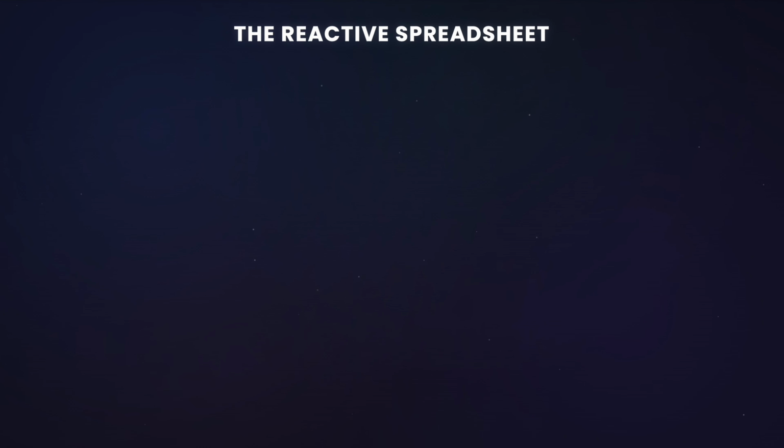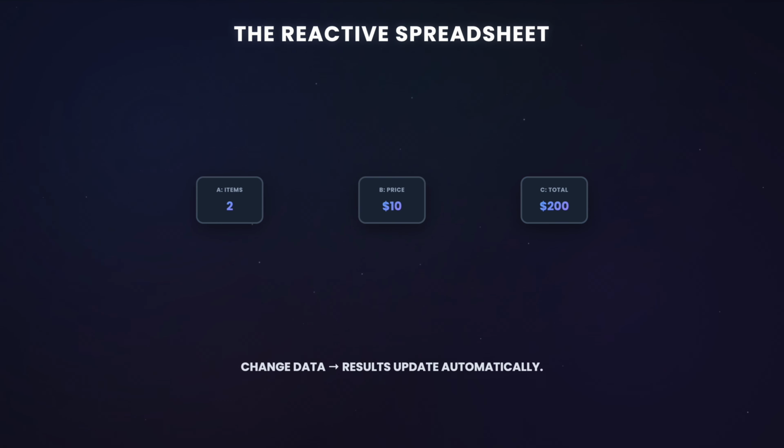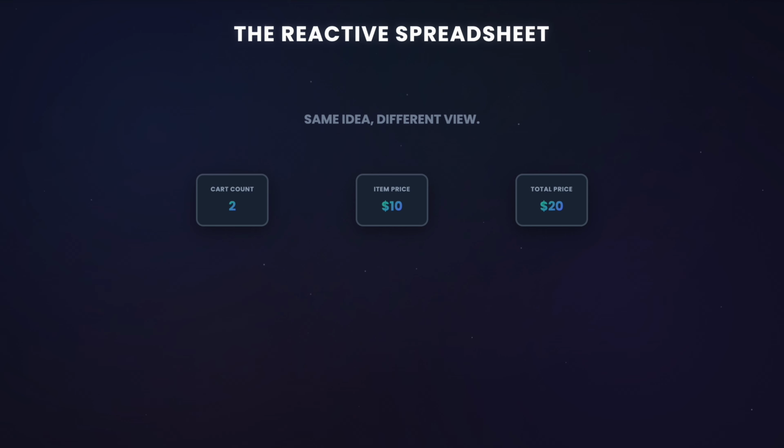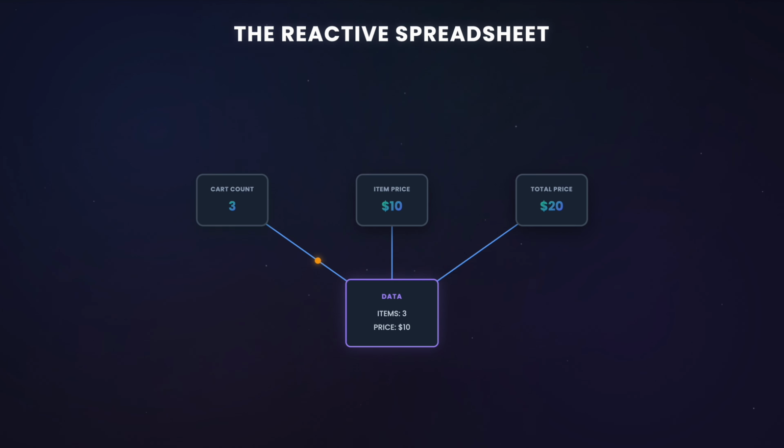Vue solves this elegantly through something called reactivity. Think of reactivity like a spreadsheet. When you change a value in one cell, all the formulas that depend on that cell automatically recalculate and update. Vue works the same way with your user interface. You define your data, like the number of items in a cart or a user's name, and you describe how your interface should look based on that data. When the data changes, Vue automatically figures out what needs to update on the screen and makes those changes for you. You never touch the DOM directly, you just change your data and Vue handles the rest. This is what we mean by reactive programming. The interface reacts automatically to data changes.